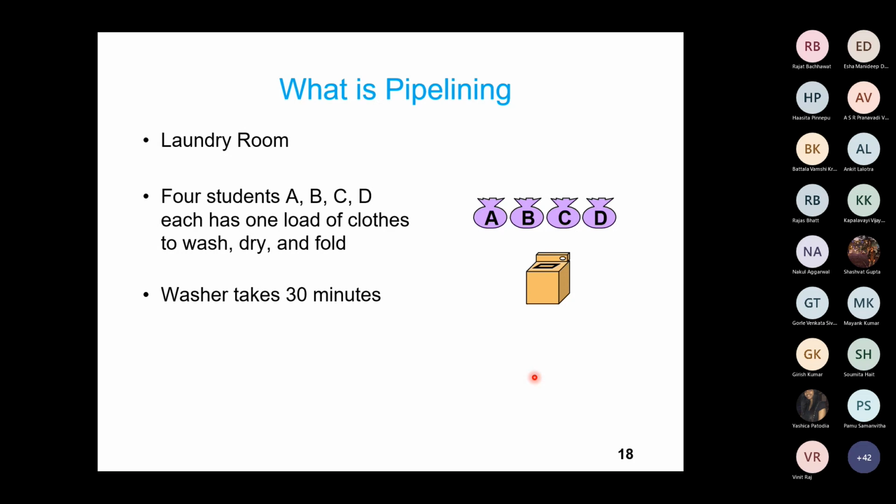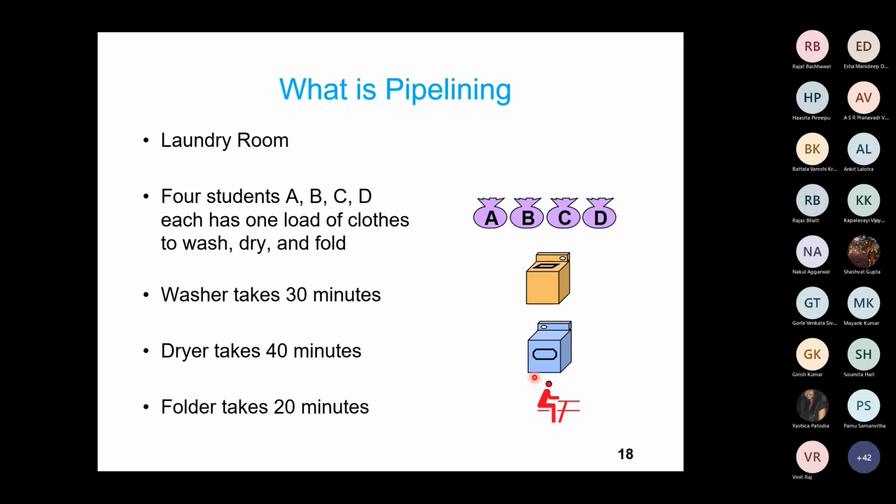And washing takes 30 minutes, your dryer takes 40 minutes, and your folding, ironing takes 20 minutes. You have an iron table and electric iron and so on. So these are the three resources and three substations, you might say, in my assembly line.